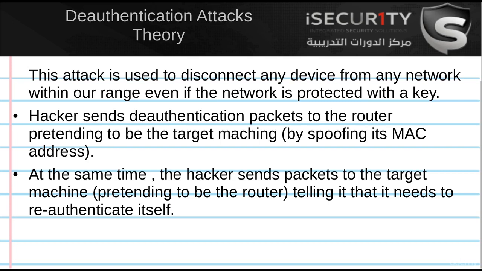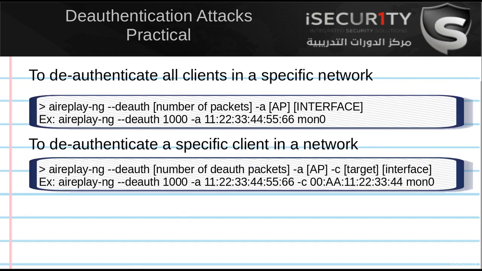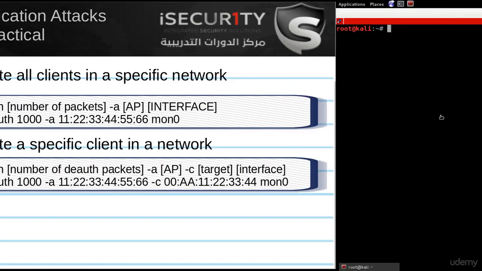So we're going to pretend to be the target client and tell the access point, we want to disconnect from you. And then we're going to pretend to be the access point and tell the client, you need to reconnect, you need to re-authenticate yourself. When we do that, the connection is lost. We're going to use a tool called aircrack-ng to do it. So let's see how we can do that.